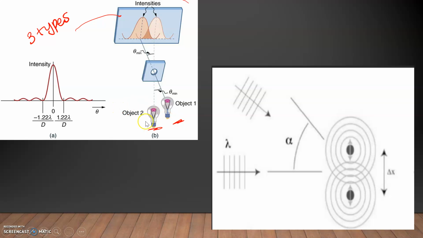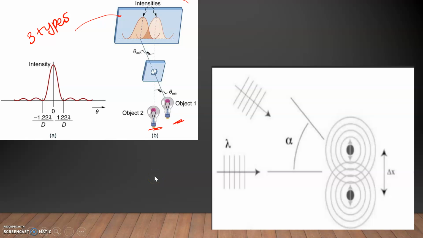So we have object 1, a light source, and object 2, also a light source, and they are separated by an angle at some distance as the light passes through this circular aperture. And up here are the three types of overlappings that can occur to create three distinct resolution images. The three distinct resolution images are called well resolved, not resolved, and limitedly resolved.